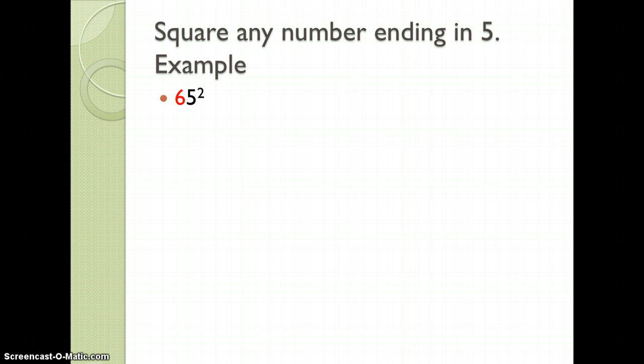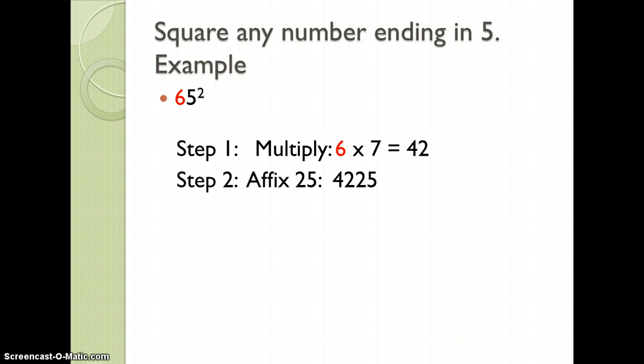Let's look at 65 squared. Step 1. Again, we're going to take 6 times the next number in line, which is 7. We know 6 times 7 is 42. We're then going to take 25 and just tack it on to the end. So 42 plus the 25 on the end gives us 4,225.